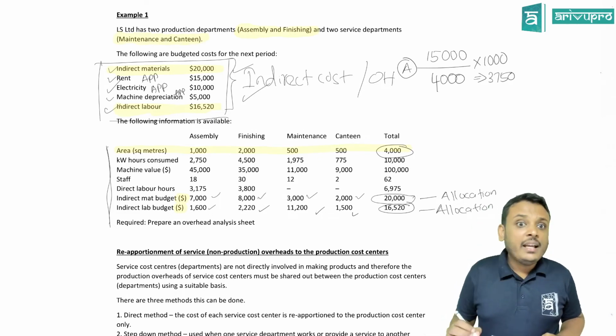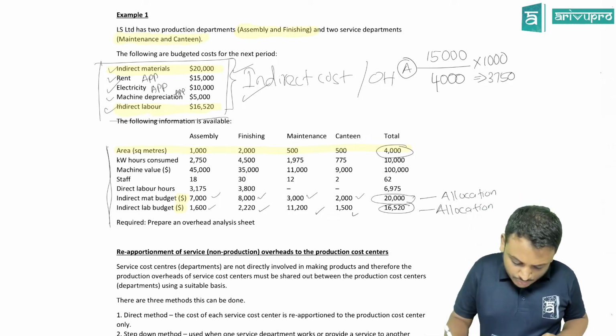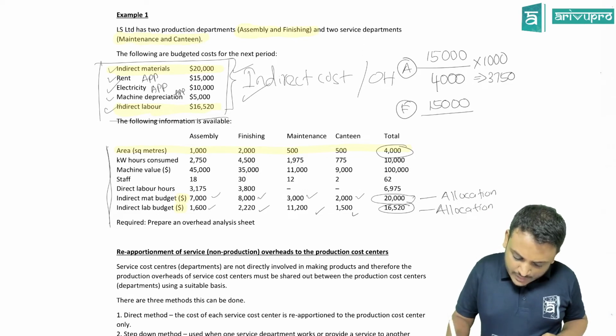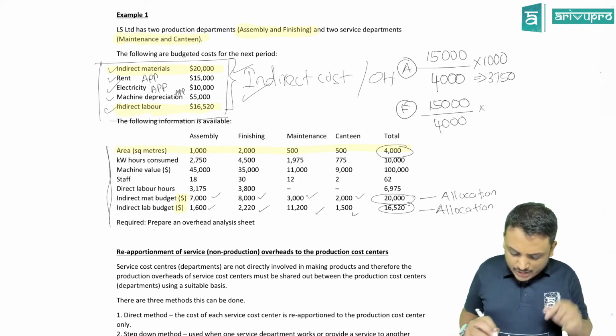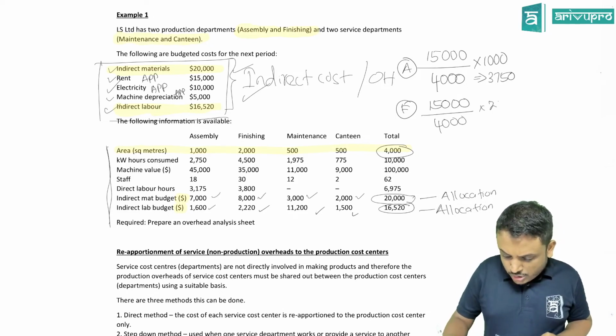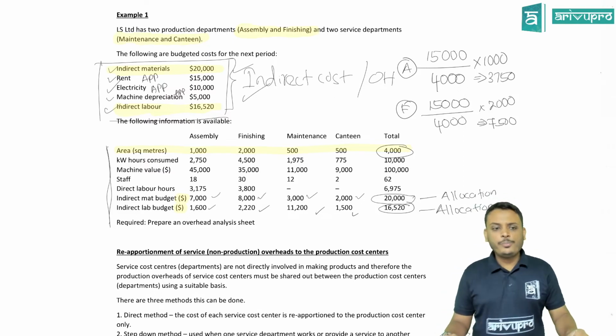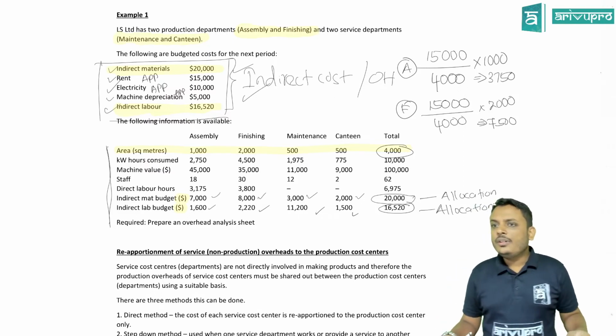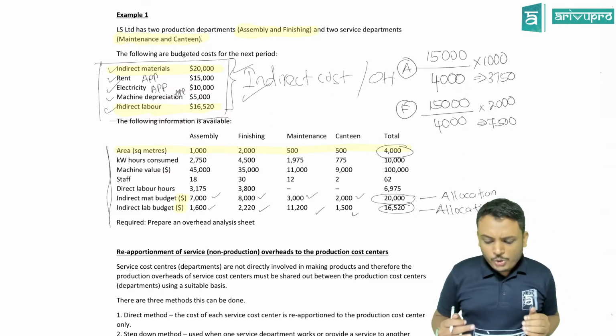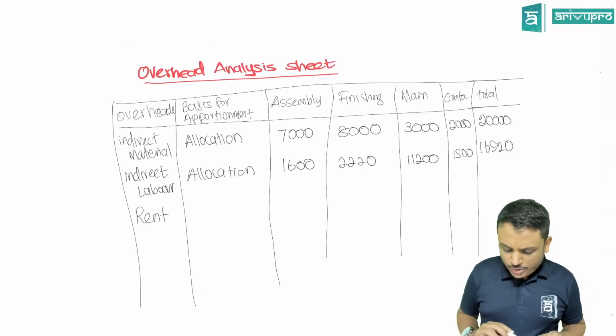3,750 for what? Assembly. Now, for finishing, 15,000 is your total rent. 4,000 is total square meter. How much square meter for finishing? 2,000 square meter. So what is the answer? 500. Now you understood how to apportion? Yes or no? Right.